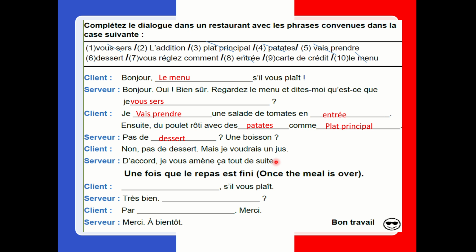Once the meal is over now, what will you ask? You finished. Bravo, you will ask for the bill. How do we say it? L'addition. Bravo. L'addition, s'il vous plaît. So, le serveur will automatically ask you how you are going to pay, right? How do we say it? Vous réglez comment? Super. Très bien. And you want to say how you are going to pay? Which words are we going to use? Bravo. Carte de crédit. Par carte de crédit.